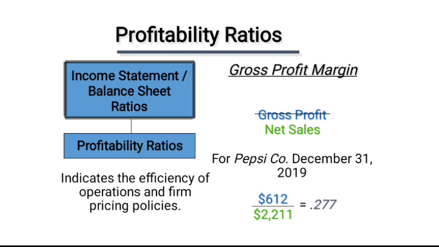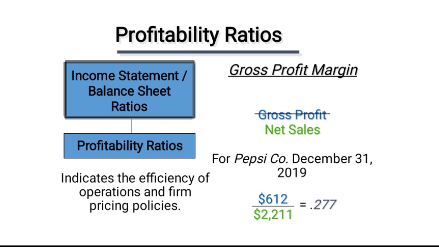Very interesting, very important: profitability ratios. Why do we apply profitability ratios? To find out the gross profit margin. Why is the profitability ratio applied? The profitability ratio indicates the efficiency of operations and the firm's pricing policy: how efficiently the firm is operating and how efficiently the pricing policy is done. So we find out the firm's operation details and pricing policy details.